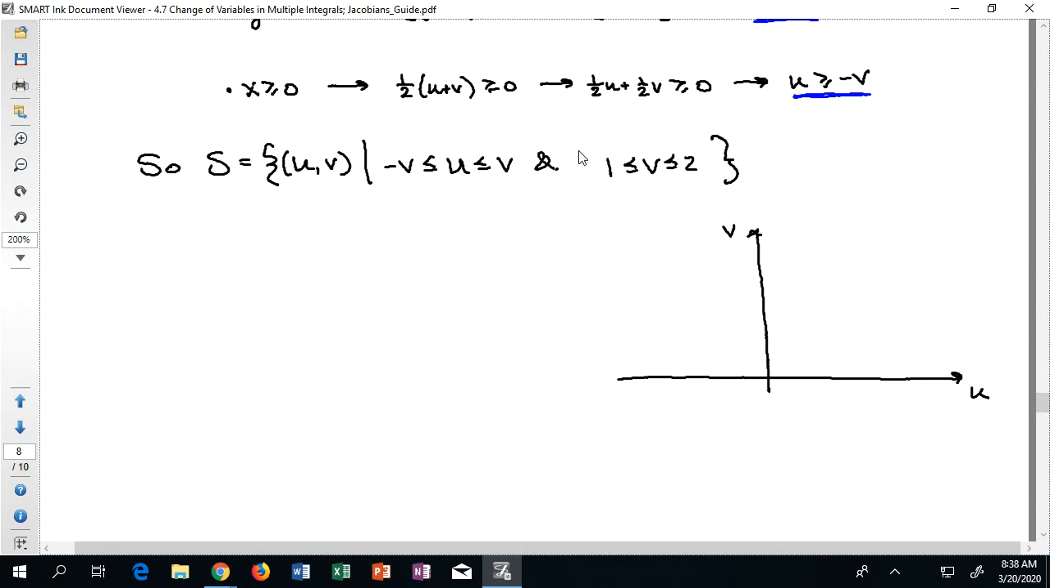I'll start with that second inequality that says that I have to go from 1 to 2 in the V range. I'll then also think about the fact that U had to be less than V. So if I think about what the line U equals V would look like, that would be a line that goes out like this. The line U equals negative V would be a line that goes out like this. And so I can start to see what begins to happen if I'm not allowed to go below this and I'm not allowed to go above this.